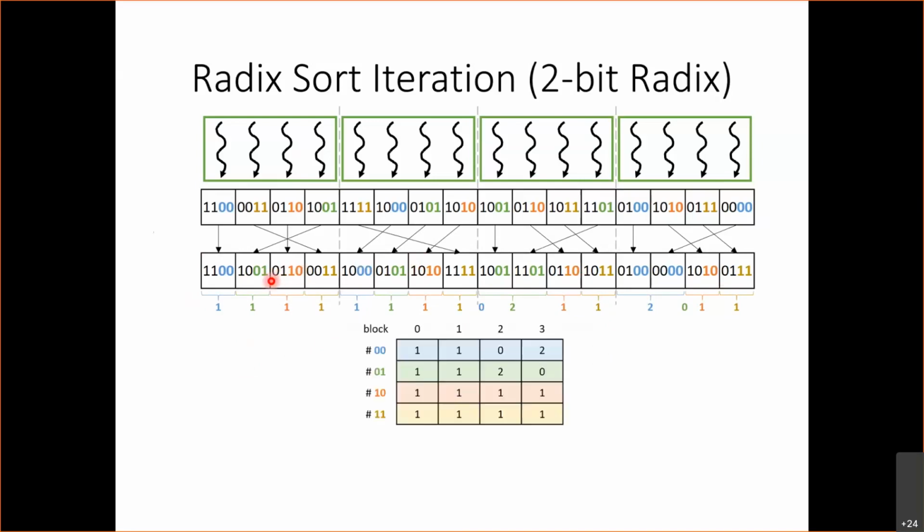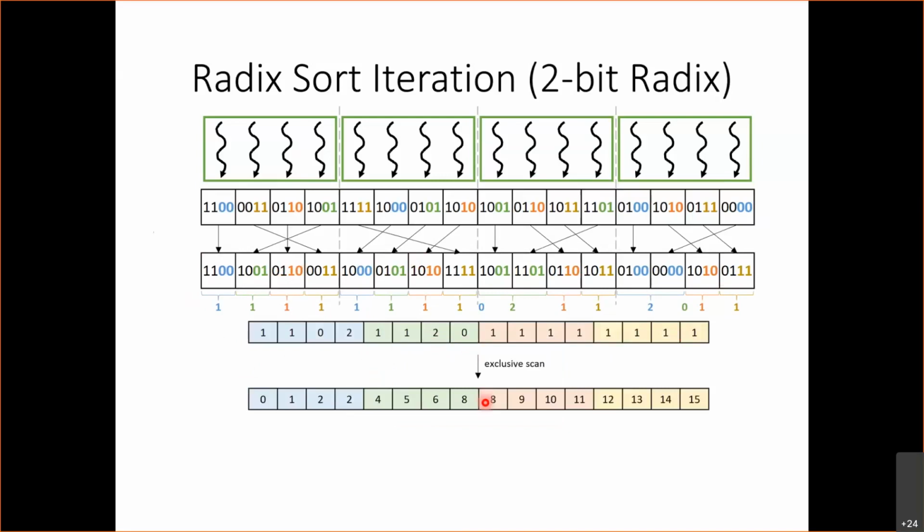So each thread block is going to store its number of 0,0s, the number of 0,1s, the number of 1,0s, the number of 1,1s it has. And then we take this array, we look at it as if it's a flattened array. We do an exclusive scan on this array. So now these elements here are going to have the number of 0,0s in the previous blocks. For these elements here, we're going to get the number of 0,0s in all the blocks and the number of 0,1s in the previous blocks.